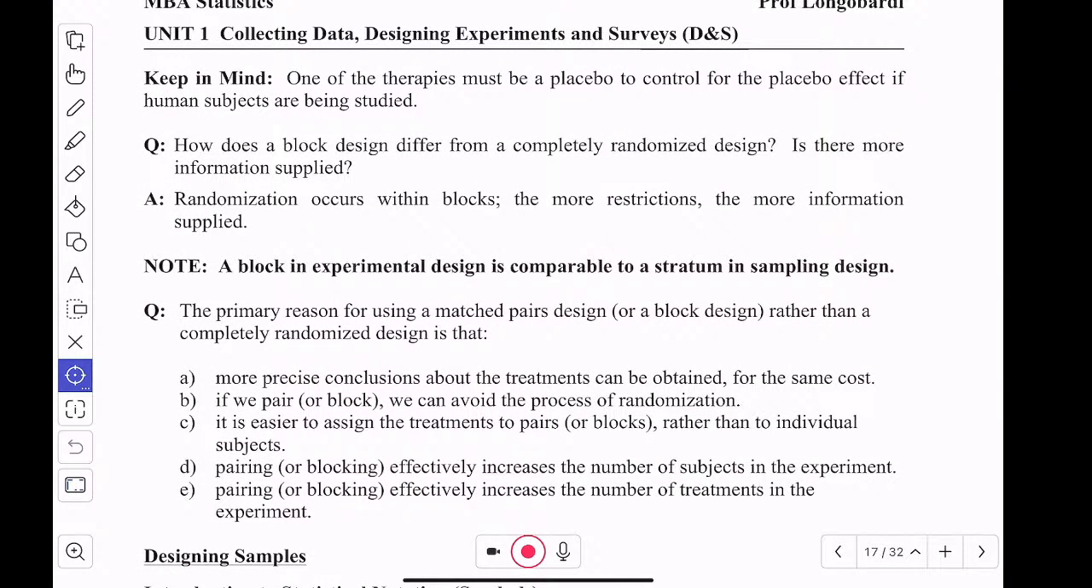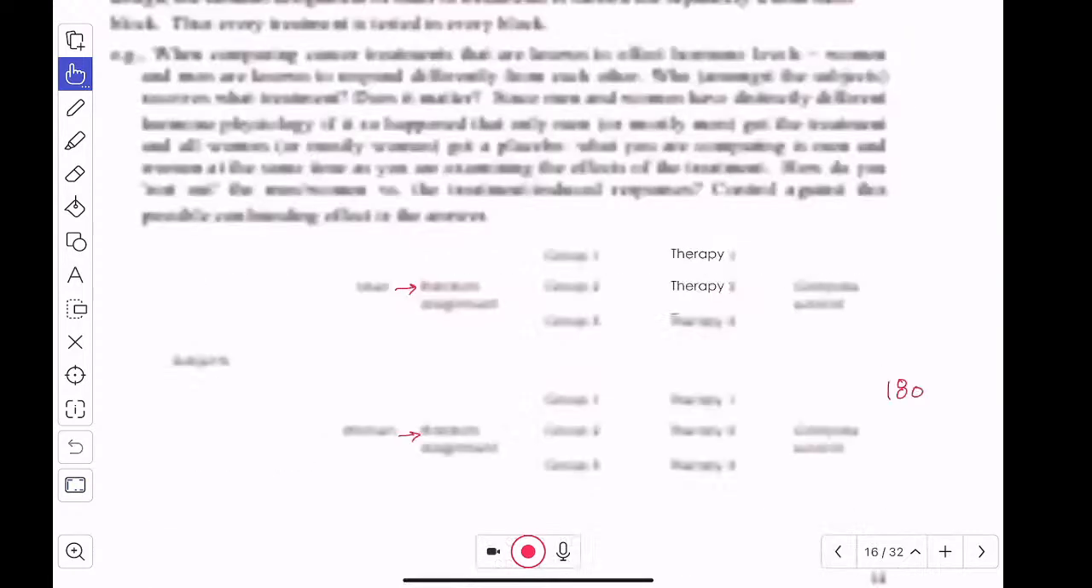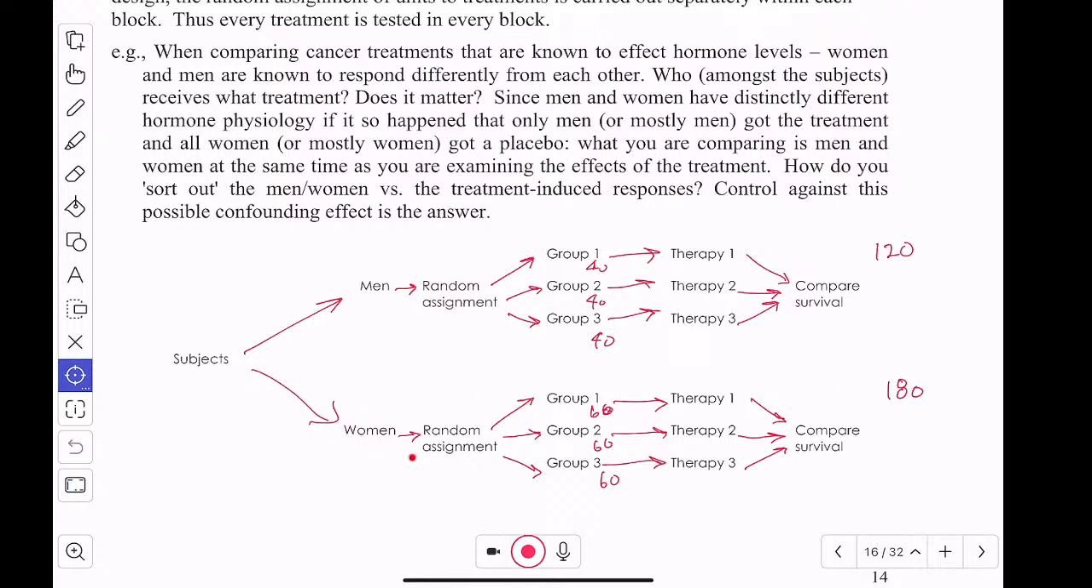So the last question is, the primary reason for using a matched pair design or a block design rather than a completely randomized design is, which is the best answer? You can tell me. More restrictions, that we restricted, only men can be here, only women can be here. So by doing that, we get more information than if we put them all together in one. And we're unclear about what our results mean.